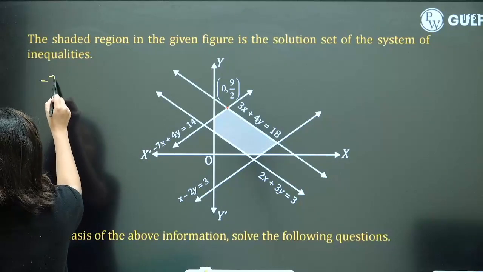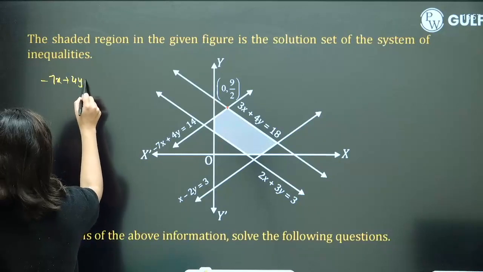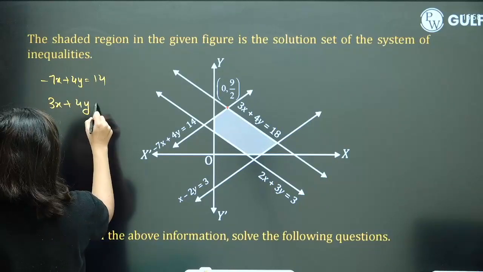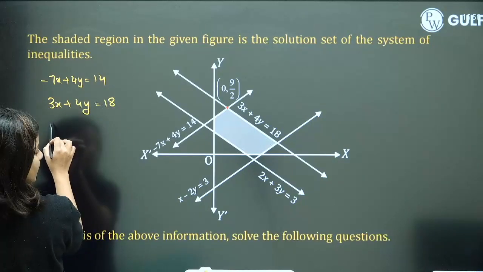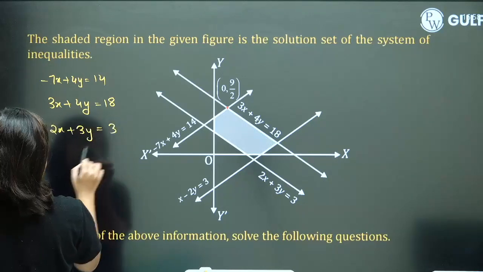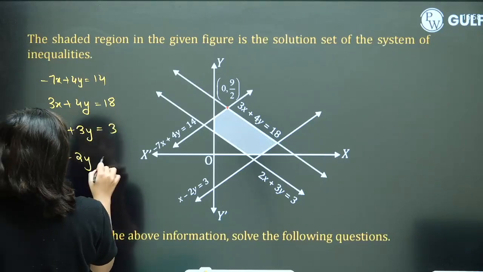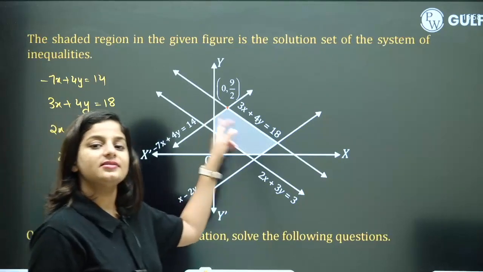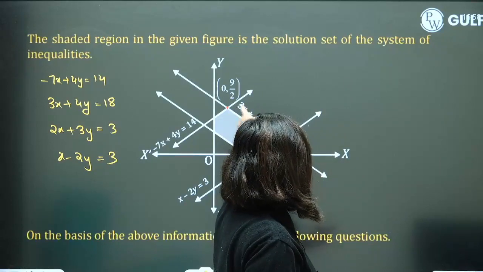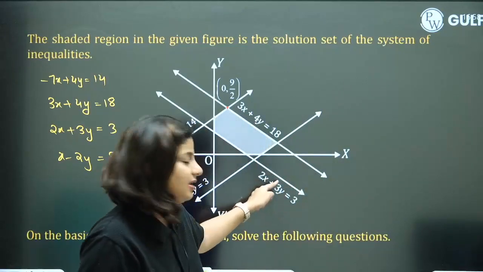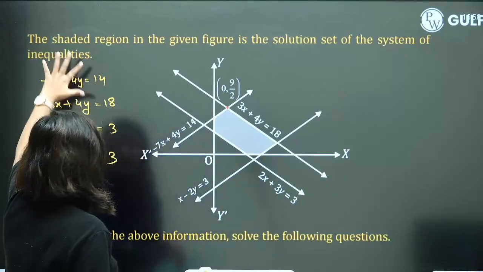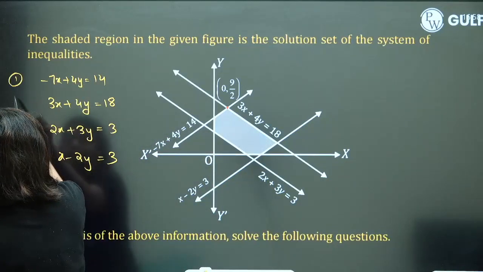4 lines: minus 7x plus 4y equal to 14, 3x plus 4y equal to 18, 2x plus 3y equal to 3, and x minus 2y is equal to 3. Guys, whenever you draw the lines, make sure you immediately write the names across it. Draw the line, write the name beside it. If you don't write it, later on it's a big confusion. I've written all the 4 lines. Notice all the 4 lines.